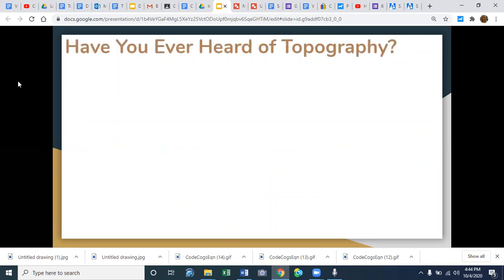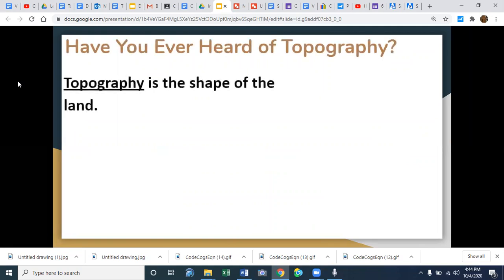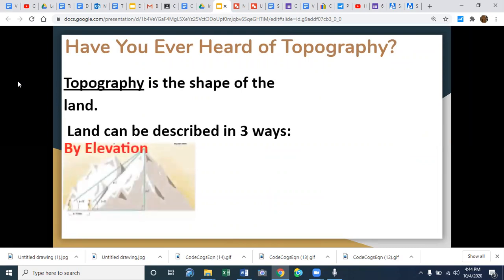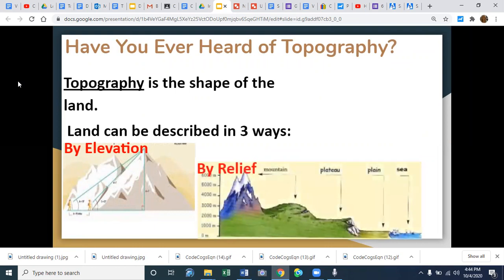Have you ever heard of topography? Maybe you have, maybe you haven't. Topography is the shape of the land. Land can be described in 3 different ways. They are elevation, that's how high or how low something is from sea level. Relief, that is how high or how low something is relative to the land around it. You can see in the picture there, the mountain versus the hill versus the plateau, then lower to the plain, and finally to the sea.